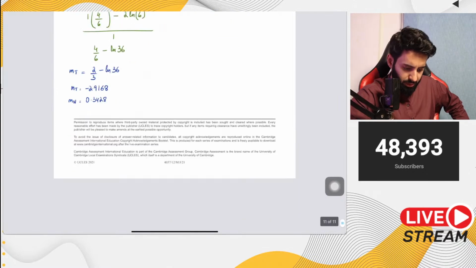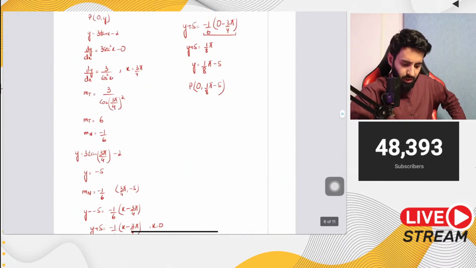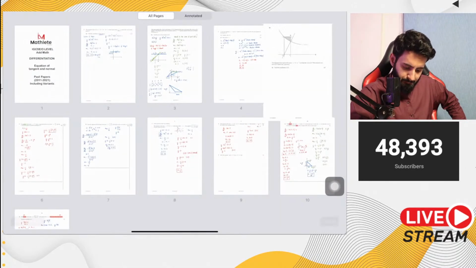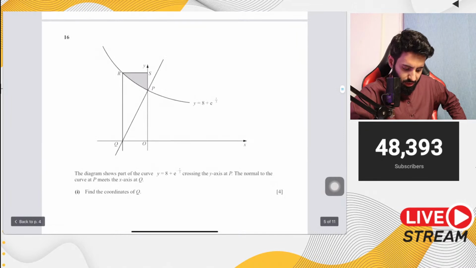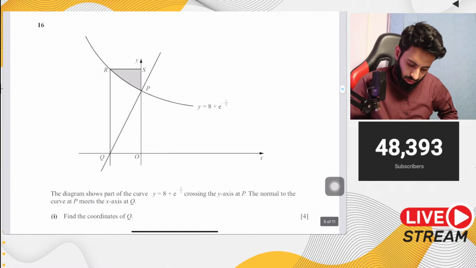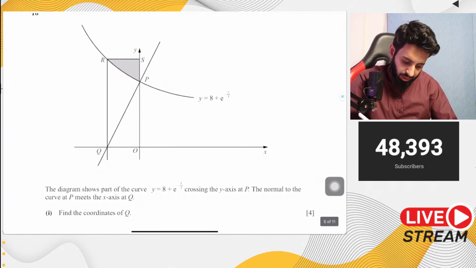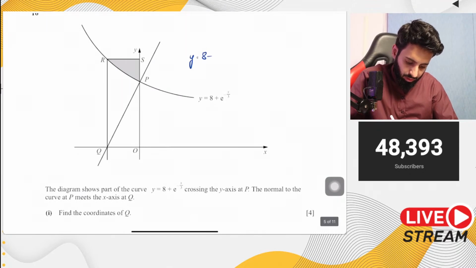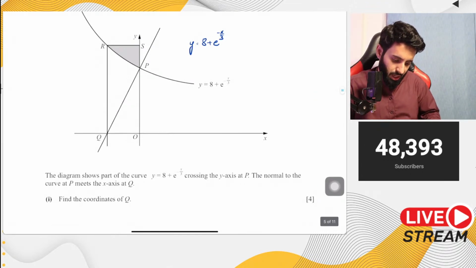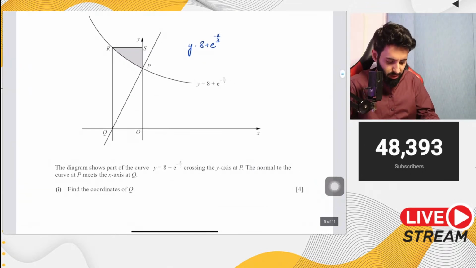Alright, now in this worksheet, there's only one question that's left. So how about you guys solve this question? You just need to find the coordinates of Q. Okay. So the equation over here is y equals 8 plus e to the power minus x upon 3. I'll write it again over here. y equals 8 plus e to the power minus x upon 3. Now we're not going to do the area part. We're only going to do the equation of the normal part. So find the coordinates of Q. Q, as you can see, is the point where the normal cuts the x-axis.